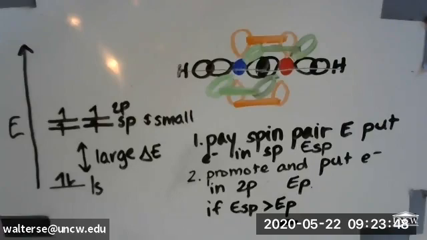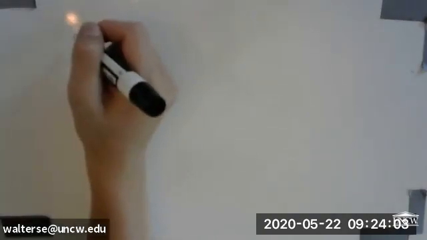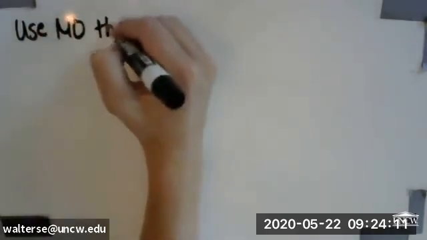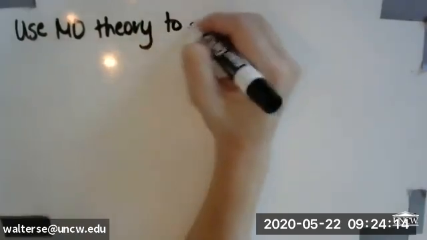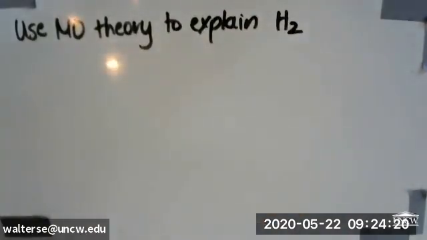Okay, so we're going to move on into molecular orbital theory. What we're going to do is, we've already looked at orbital overlap for the formation of hydrogen, H2. So here we're going to use molecular orbital theory to explain the H2 molecule. Everything that valence bond theory tells you has to be supported by molecular orbital theory because it's a more advanced theory.